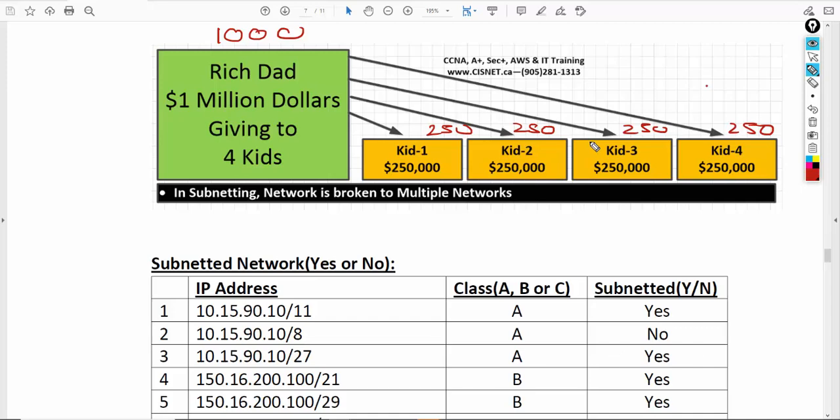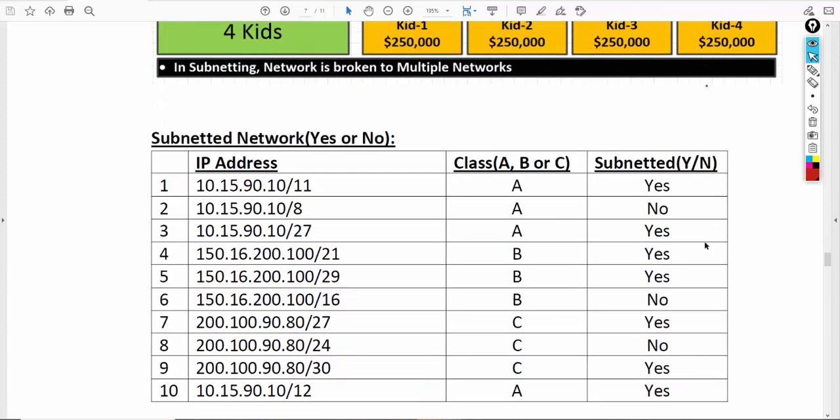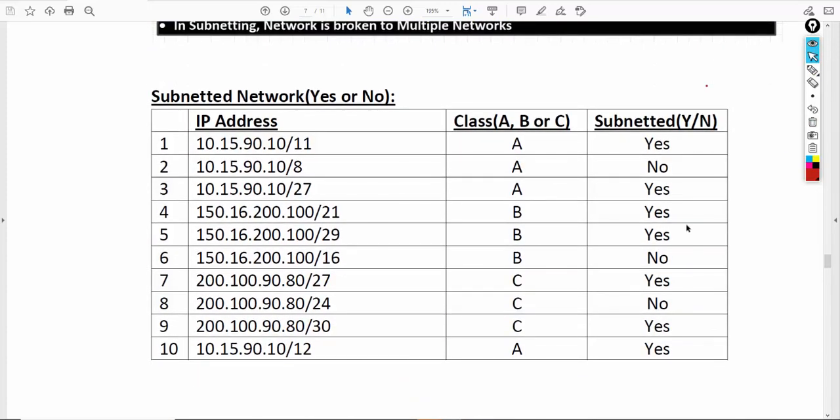So now let's see how we know if the IP address is subnetted. You know the definition I spoke about before: the subnet mask is more than the default. So remember, for class A, we should know the default subnet mask is /8. Basically, that means 255.0.0.0.